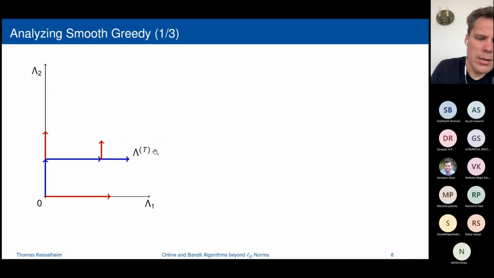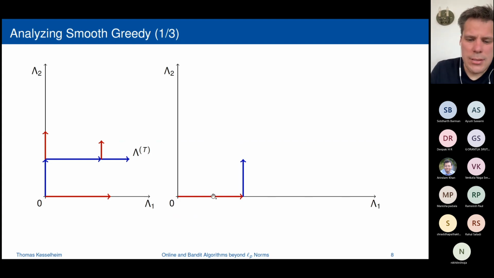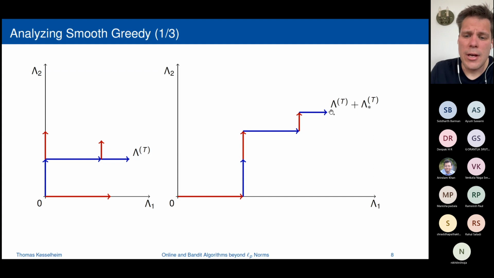But in order to compare the norm of these added blue vectors to the norm of these added red vectors, we rearrange this picture. Namely, what I can do is shift these arrows to align. So let's just pretend we first do what opt does with the first job, and then we also do what the algorithm is doing with this job. And then for the second job, we do first what opt does with this job, and then we also do what the algorithm does with this job. And similarly for the third job.